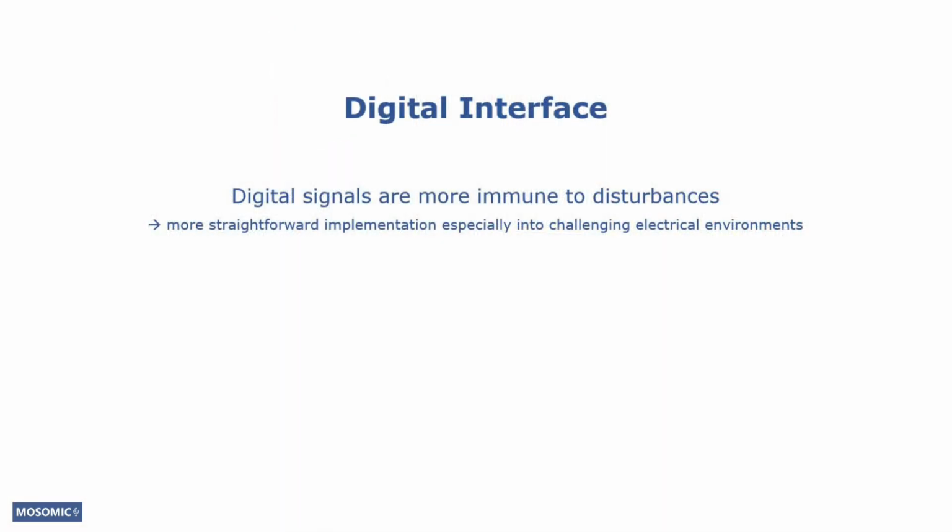Digital signals are more immune to disturbances than analog signals. This makes the implementation of a digital microphone into a challenging electrical environment easier than it would be with an analog microphone. This does not mean that implementing digital microphones is easy and can be done without proper knowledge of what to do. Also, a digital microphone needs proper supporting circuitry and protection from disturbances in order to get the best out of the microphone in terms of performance, signal quality and reliability.